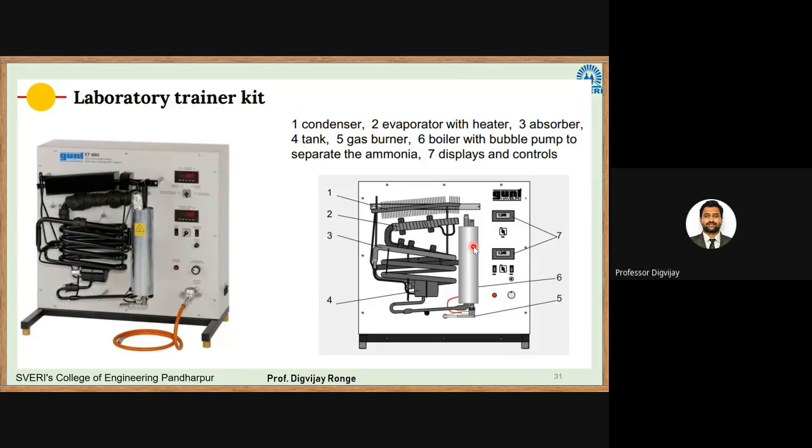Its schematic is shown on the right side. One, you can see here these plates. This is a plate heat exchanger that acts as a condenser. Two is another heat exchanger which acts as an evaporator. Three is the absorber, in which the mixing of absorbate and absorbent takes place. This vertical shell that you see here is the burner, or you can say the generator, in which the heat is being supplied. Then the temperature and pressure displays and controls are shown here. So our objective in this case will be again to calculate the COP of the system.